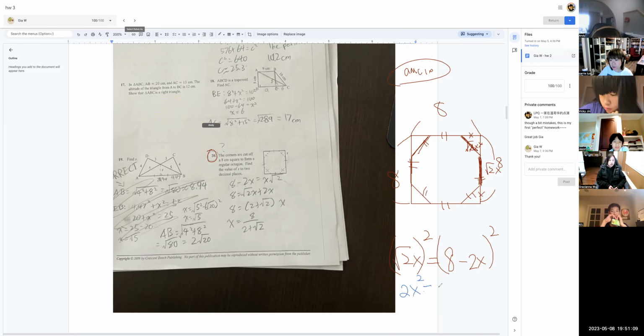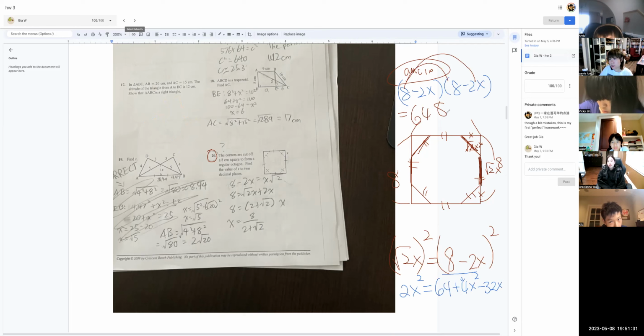So it's 2x squared equals 64 plus 4x squared minus 32x. Kids may ask how that came about. 8 minus 2x times 8 minus 2x is 8 minus 2x squared. We'll learn this formula next class, but now you can multiply it out: 64, minus 16x, minus 16x, plus 4x squared. So we have this. So I'm going to move this one. So that equals 2x squared minus 32x plus 64 equals 0. So I'm going to just divide it by 2 on both sides.